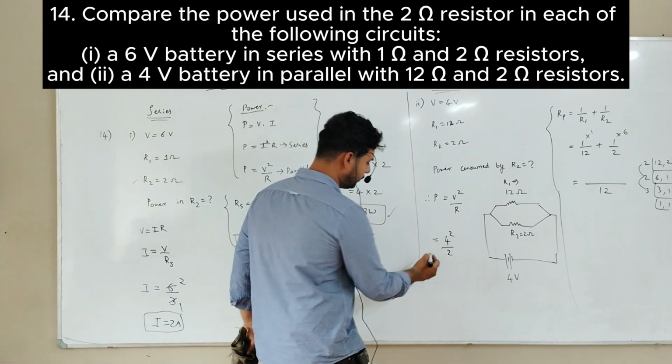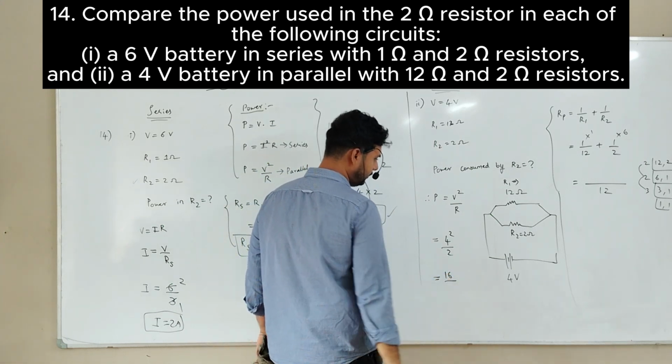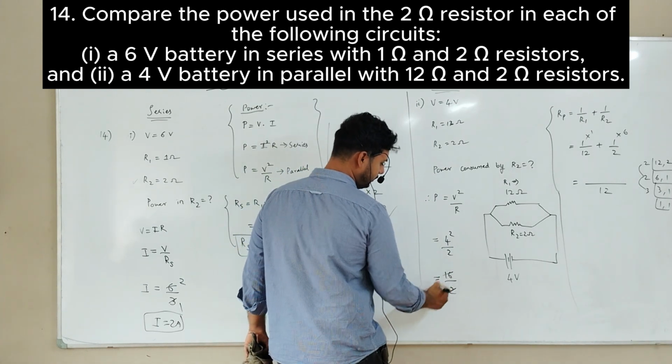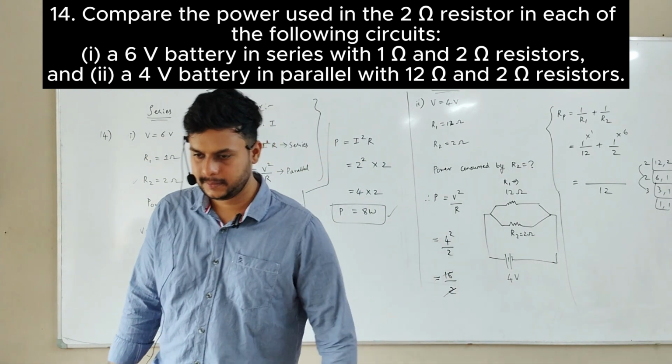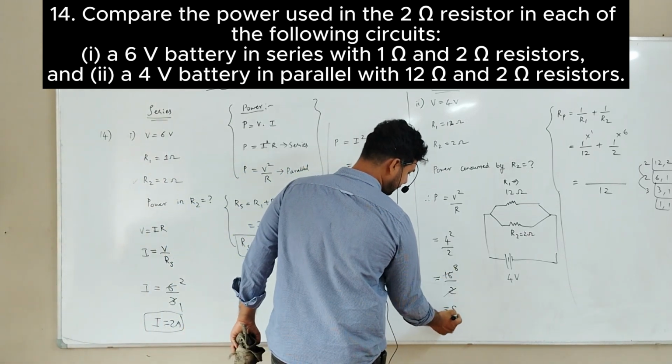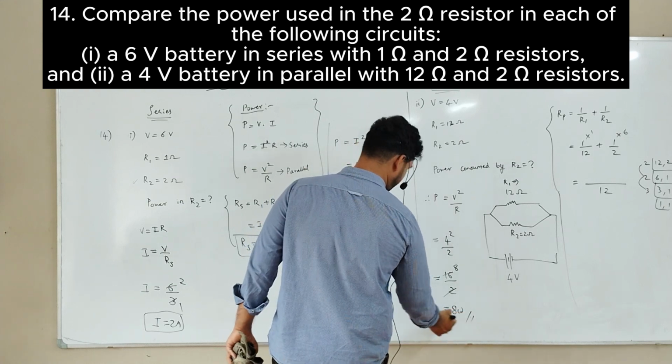Okay. So 4 square is 16 by 2. 2 ones are 8, correct. 8 watt. So power is same.